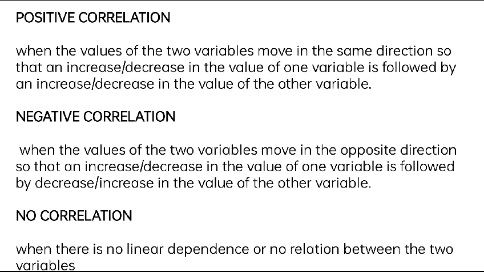Negative correlation: when the values of two variables move in the opposite direction, so that an increase or decrease in the value of one variable is followed by a decrease or increase in the value of the other variable, then it is known as negative correlation. For no correlation, there is no linear dependence or no relation between the two variables.